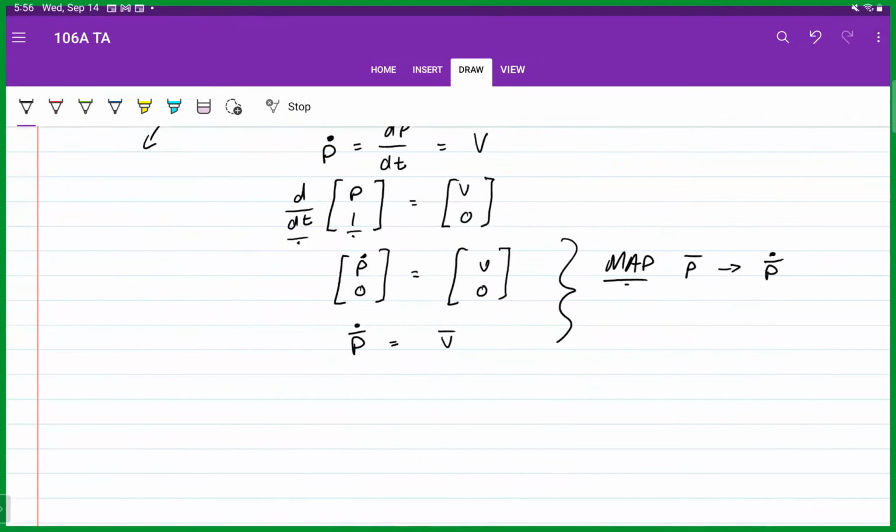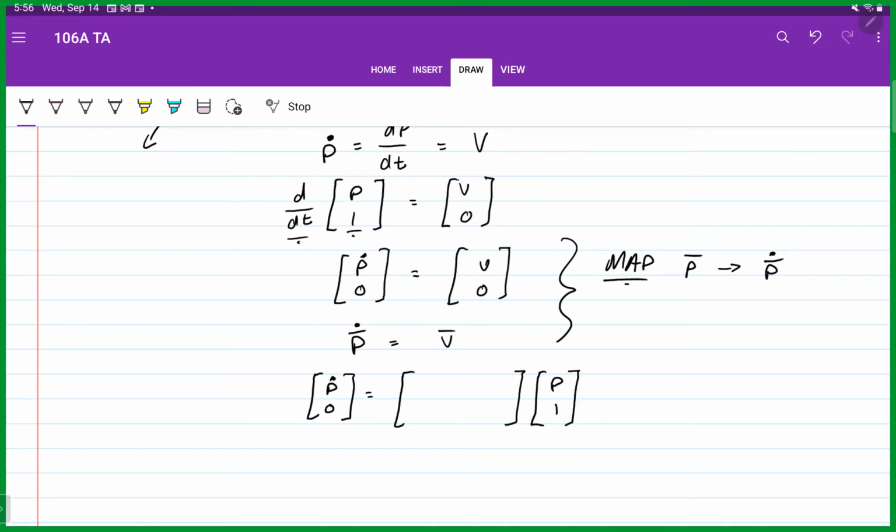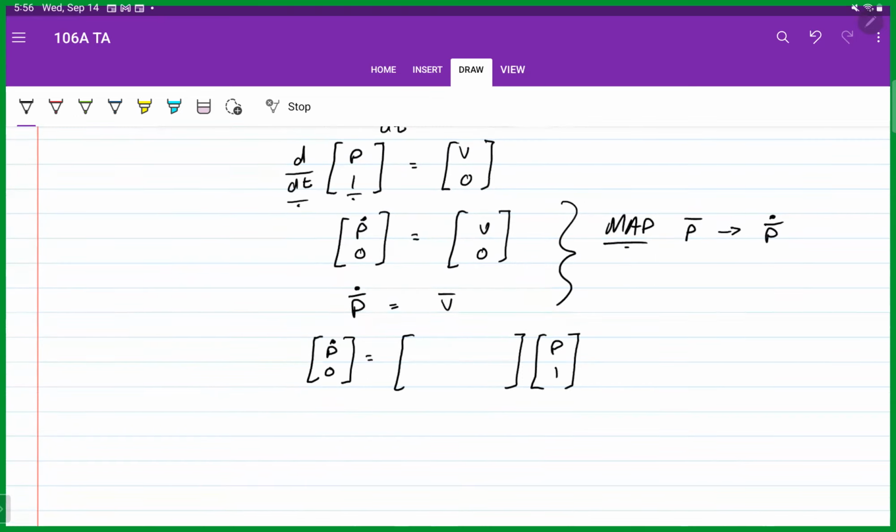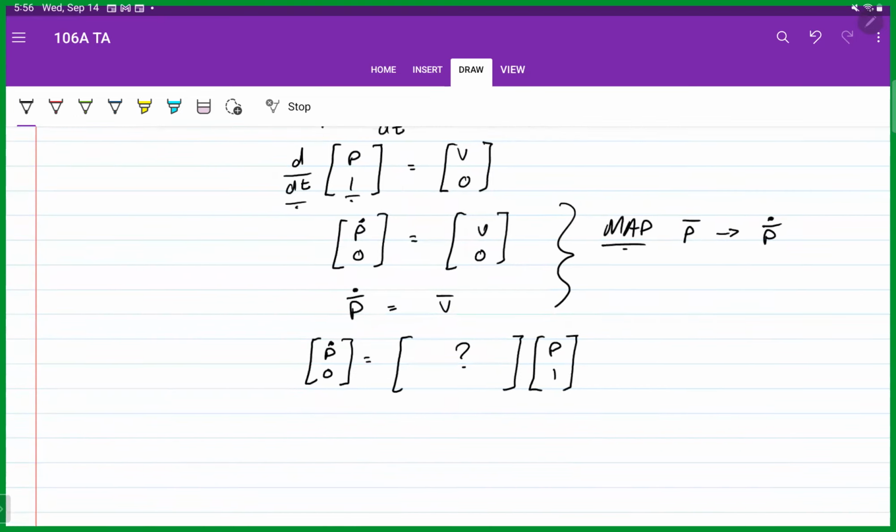Okay, so we're going to try to figure out some map such that p dot 0 is equal to some matrix times our point in homogeneous coordinates, p with 1 underneath. All right. So what could this matrix be? Well, we know that we need to have a velocity in the top row, and we know that we need to have a 0 in the bottom row.